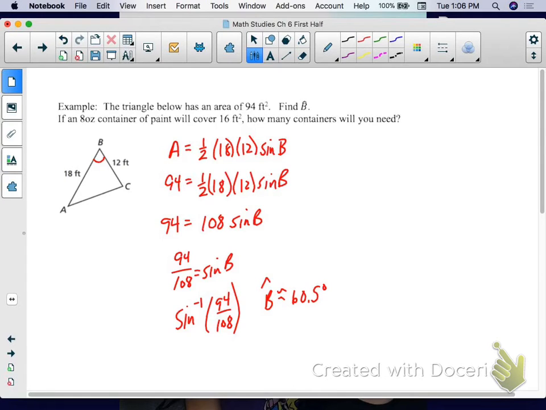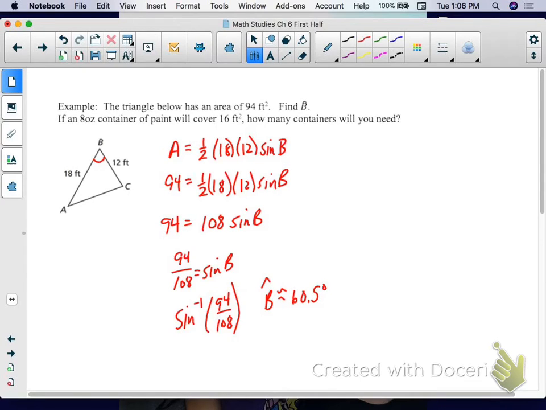Now, the second part of this question has nothing to do with the first part, but if you have an 8-ounce container of paint that will cover 16 feet squared, how many containers will you need to paint this triangle?